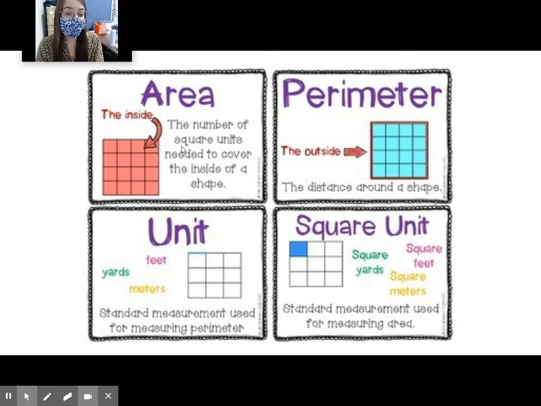Now, the opposite of the inside of the shape would be the outside of the shape, and that's the perimeter. This word perimeter has a root word in the middle, rim. Rim is the outside of a shape. So since perimeter is the distance around the shape, we would add to find the distance around the shape. We would add up all four of the sides.